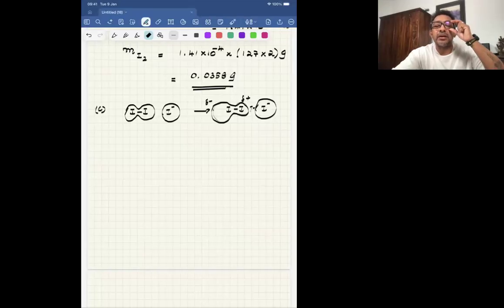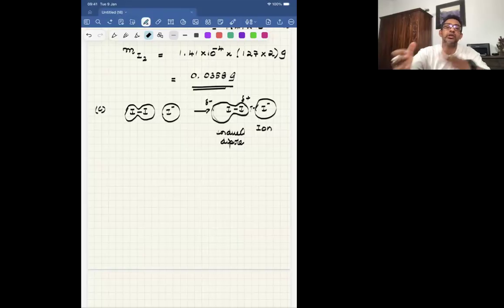What is that interaction? Ion-induced dipole. This is an ion, this is an induced dipole. Then London dispersion forces. Ion-induced dipole. Did you understand that? So ion-induced dipole interaction is what you have. Everybody understood that? Very good.